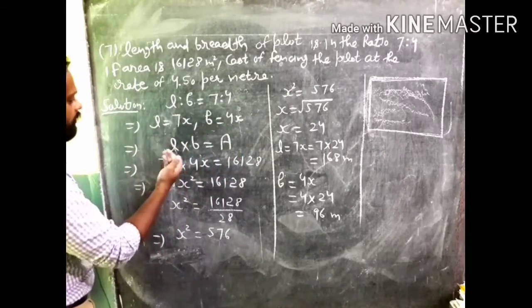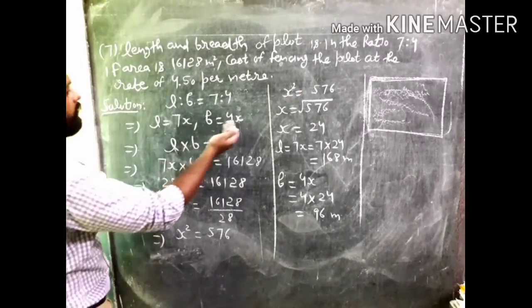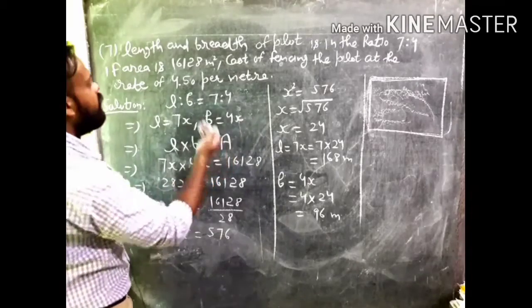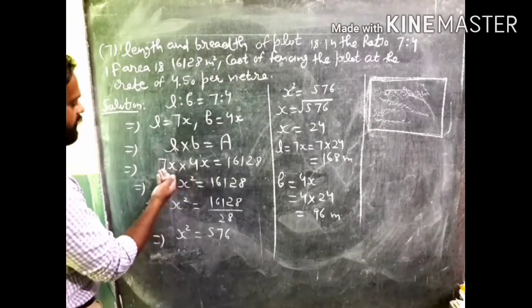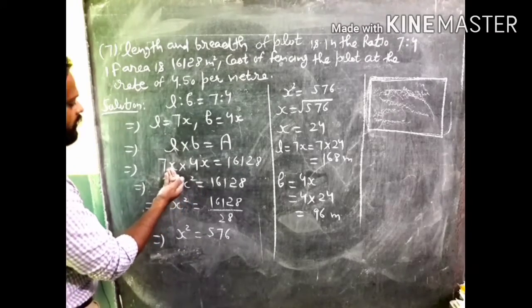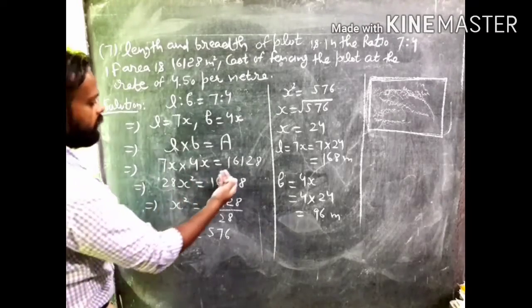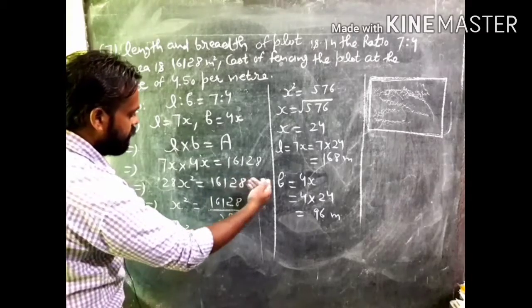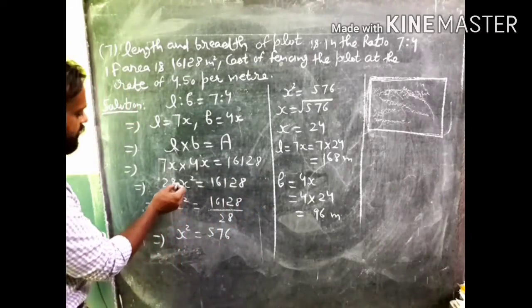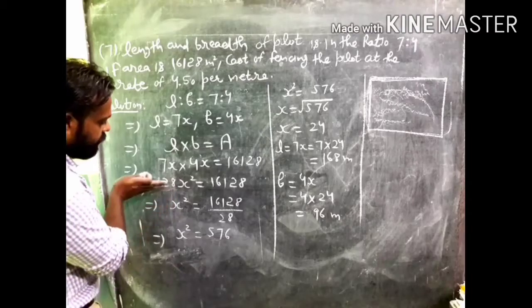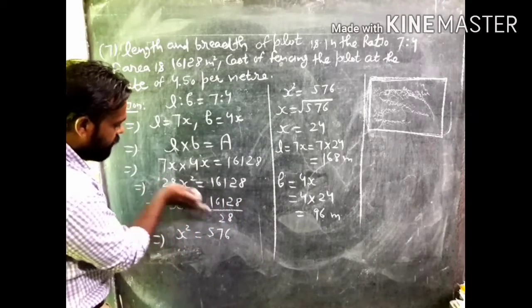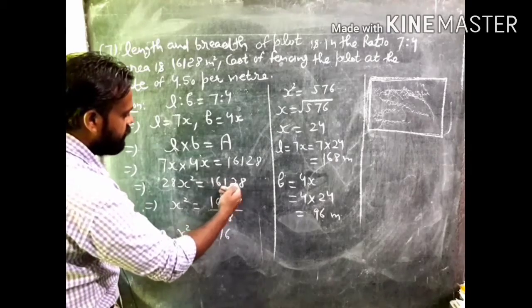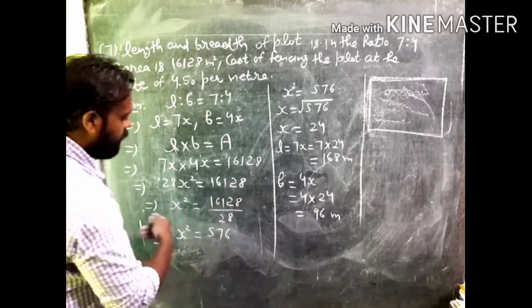So now put the value of L here, that is 7x, and B is 4x, is equal to area, that is 16,128. And now multiply 7 into 4 is 28. Of course x into x is x square, equal to 16,128. And now you can see this 28, when we take it to the other side, goes into the denominator, so it will become 16,128 over 28.